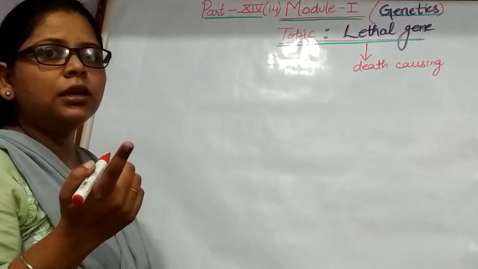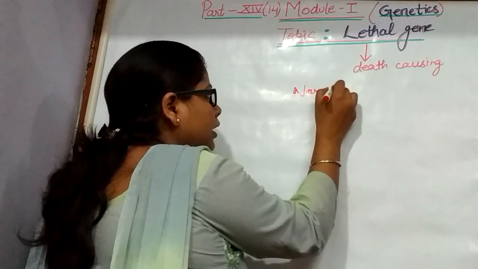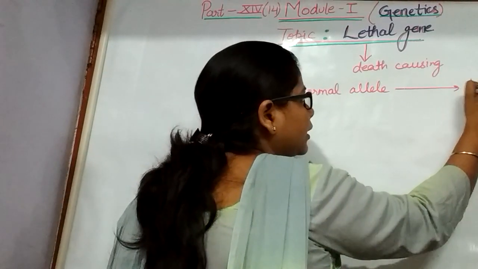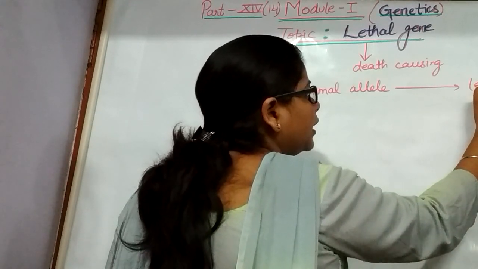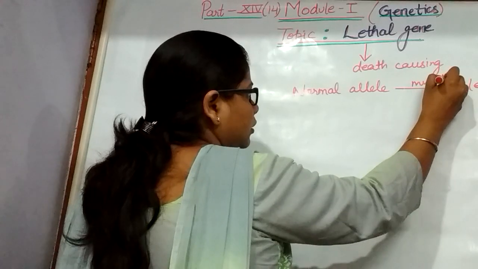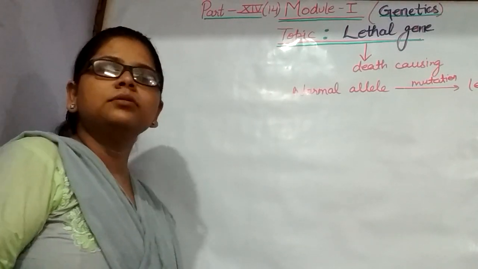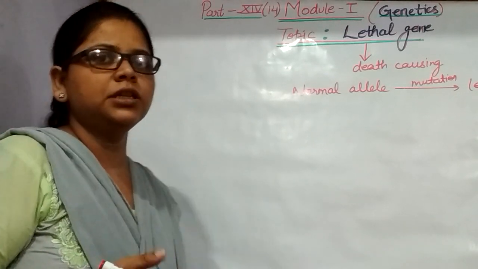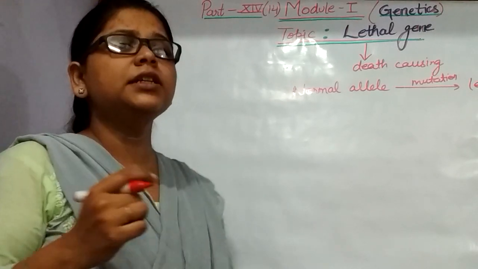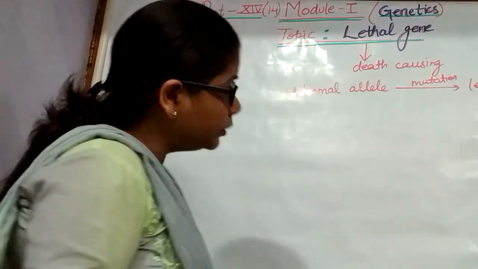Any normal gene or allele can become lethal. Any normal allele can become a lethal allele in the presence of mutation. Mutation you all know very well. Mutation is a sudden genetic change in a single nucleotide pair, a sudden change at the nucleotide level. Okay, that is the mutation.